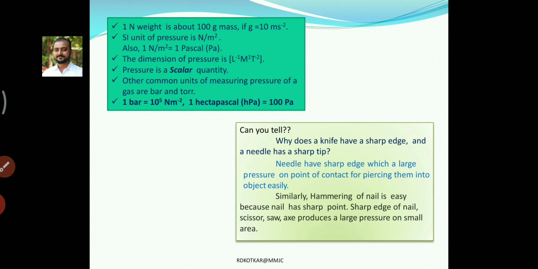In a similar manner, other examples: hammering of nails is easy because the nail has a sharp point. The sharp edge of a nail, scissors, saw, and axe produces a large pressure on a small area. So this is the reason why they have sharp edges.